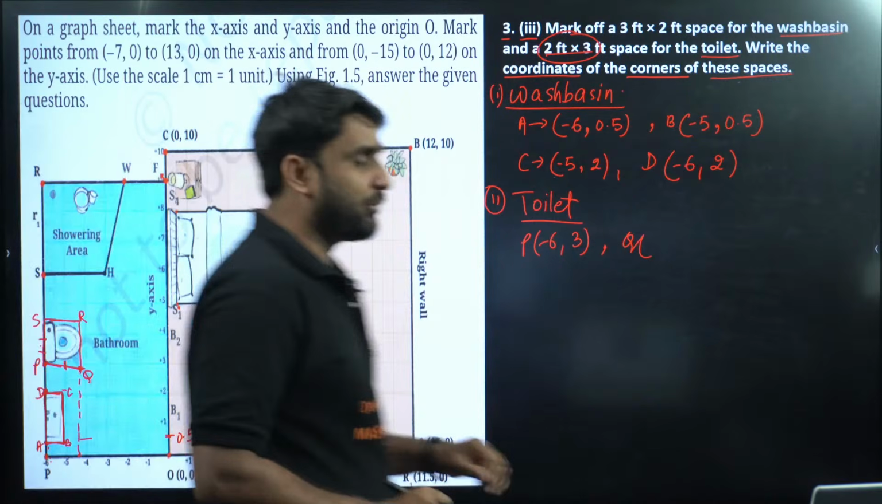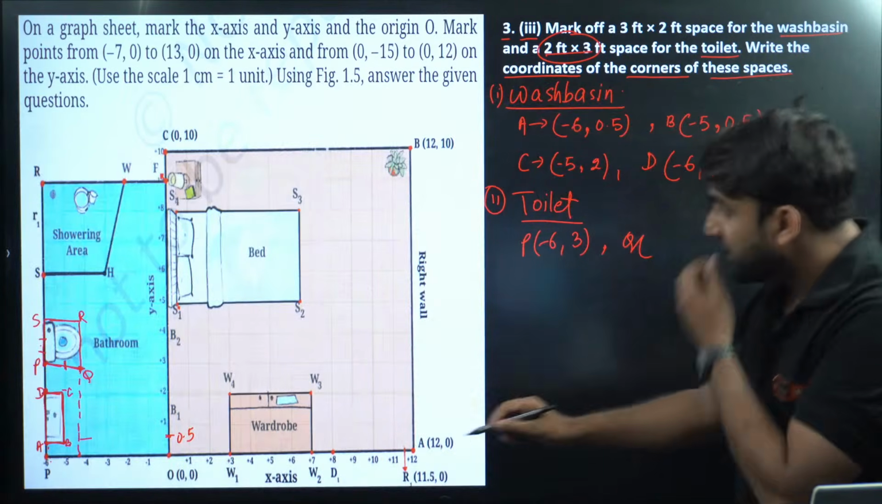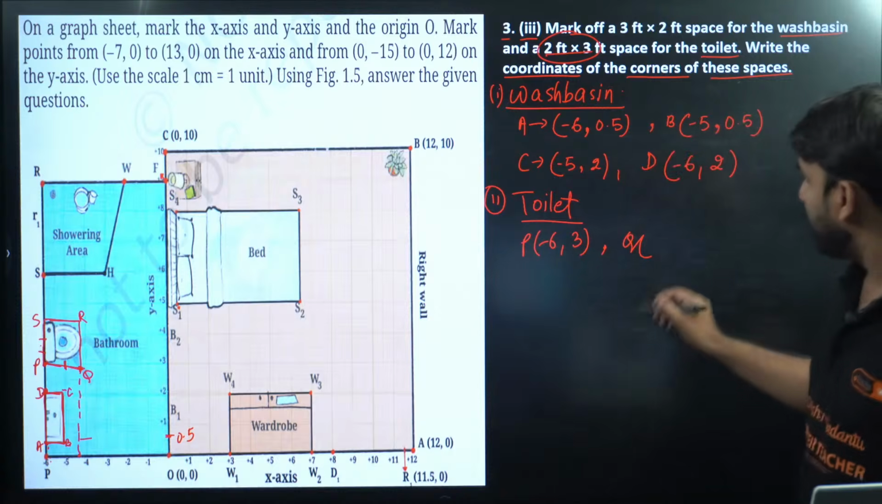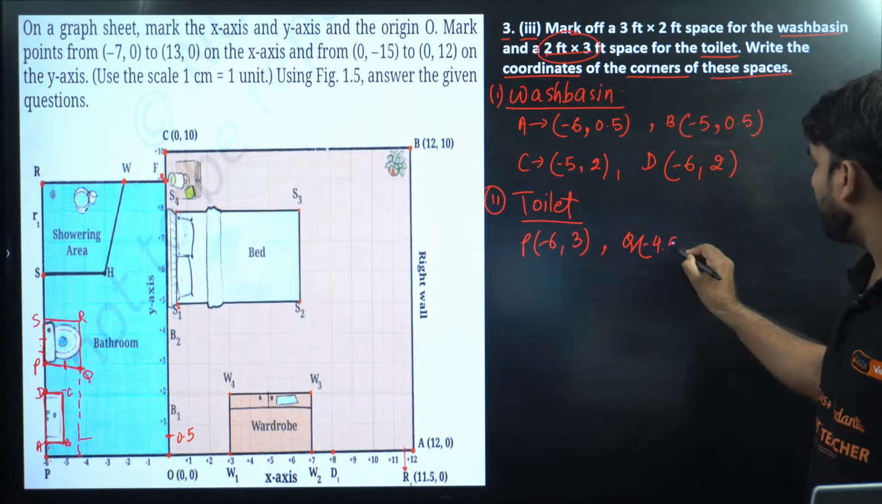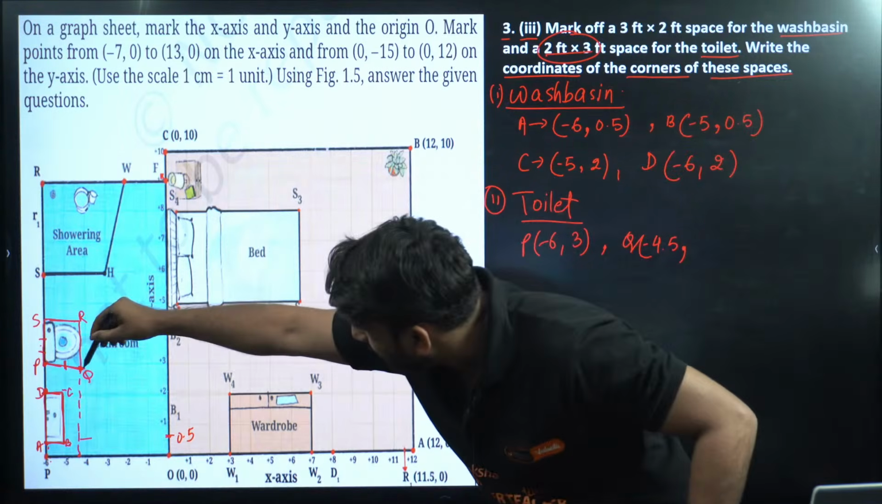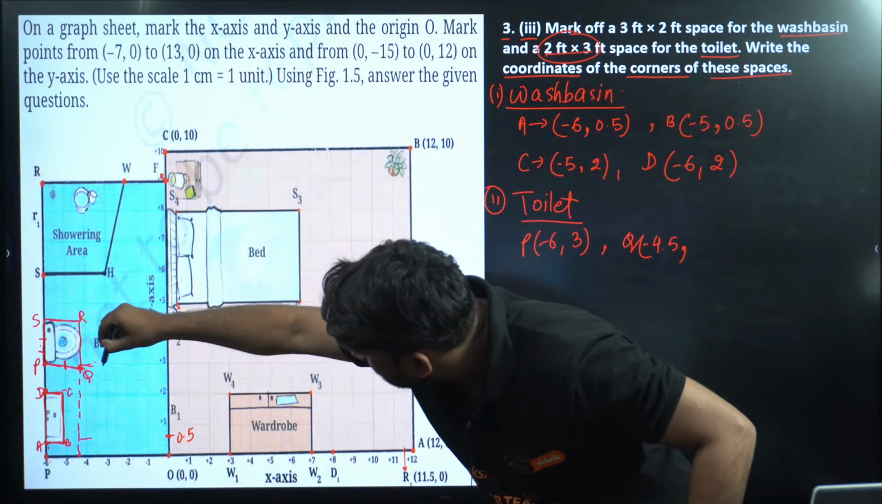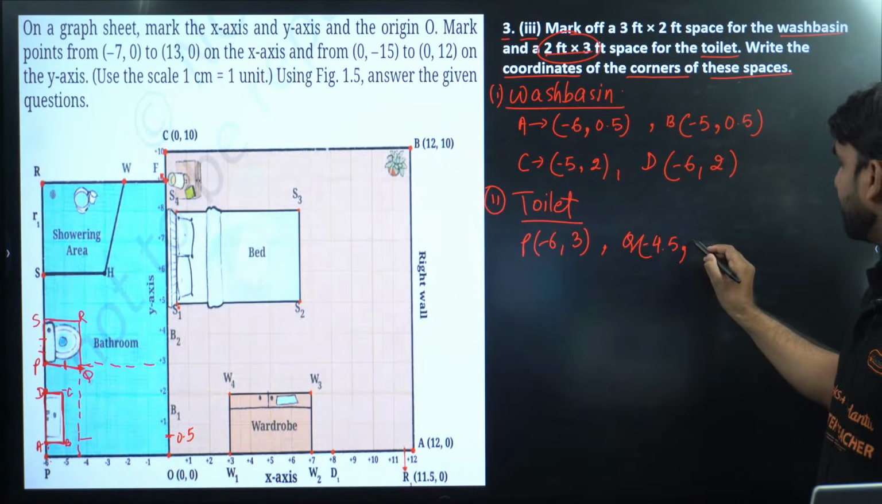Now we can write down the coordinates. So what will be the coordinate of Q? Q will be minus 4.5 comma, and the x coordinate will be the x coordinate, which is 3.